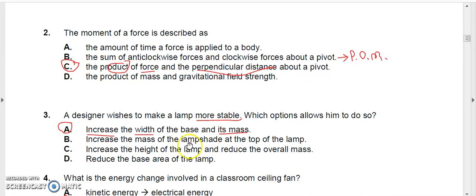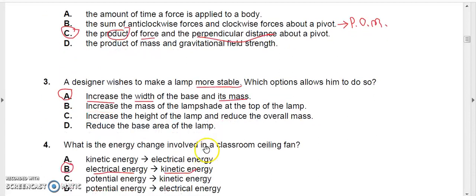Question 3. A designer wishes to make a lamp more stable. So what are the two conditions to make it more stable? Mainly just increase the width of the base and lower the center of gravity. If you increase the mass of the base, you actually lower the center of gravity, right? That's it. So answer A.